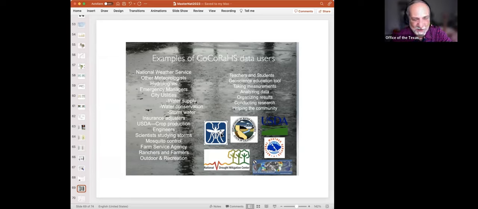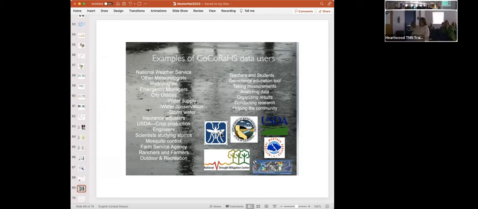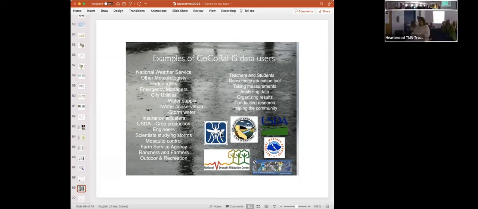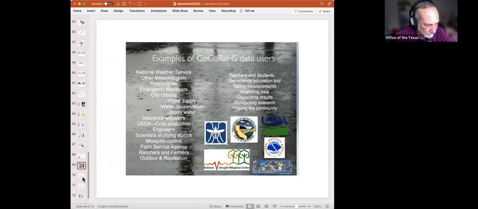Also for drought monitoring, it's extremely useful for crop adjustment, Farm Service Agency, for recreation purposes, for monitoring the environment, and for getting practice on how to take scientific data and even analyze it.